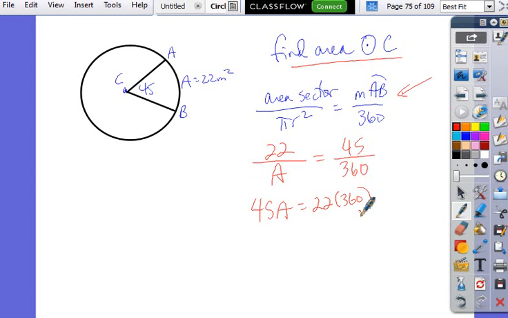Can you do that in your head? Probably not. What is that one right there? 7920 divided by 45 is 176.